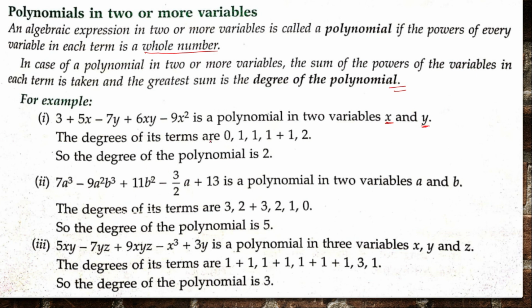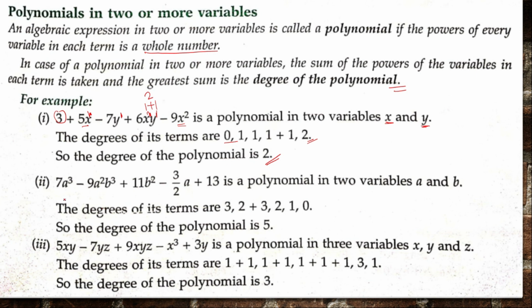So degree of its terms: this term is having degree 0. Second one is having degree 1. Third one is also having degree 1. Fourth one is having 1 plus 1, power 1 for x, power 1 for y, that means degree 2. And last one is having degree 2. So the degree of this whole polynomial is 2. We will consider the largest one.